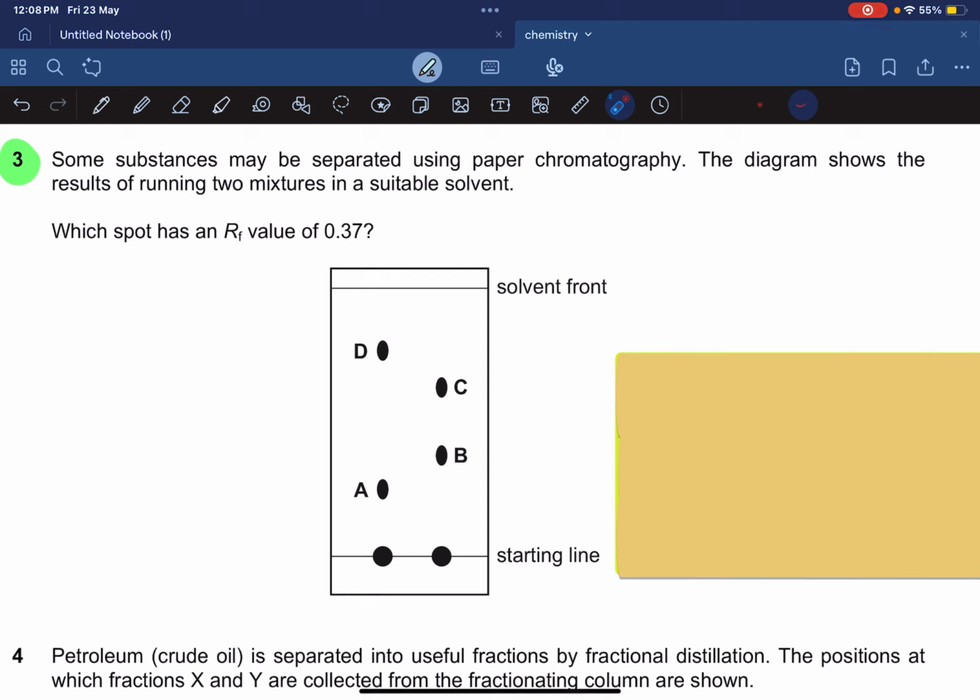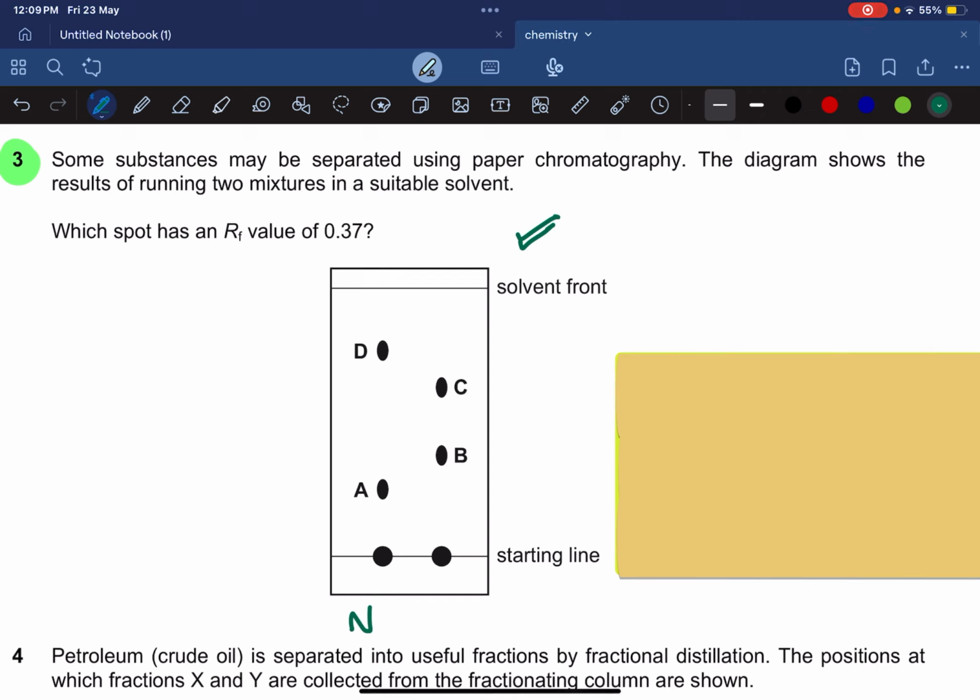If a substance is pure, it only has 1 spot. If a substance is soluble, it will move up, and for the composition of a substance, the more the spots, the more things are involved in making the substance. The diagram shows the results of running 2 mixtures in a suitable solvent. Which spot has an RF value of 0.37? Now this picture right here is not drawn to scale. So it might be difficult for you to find.